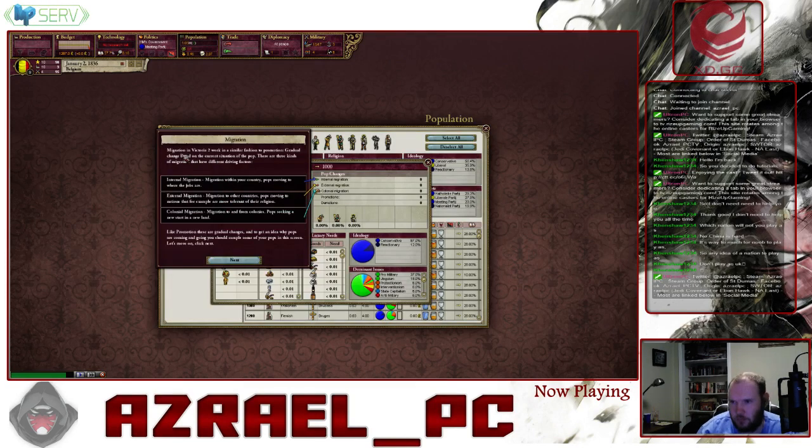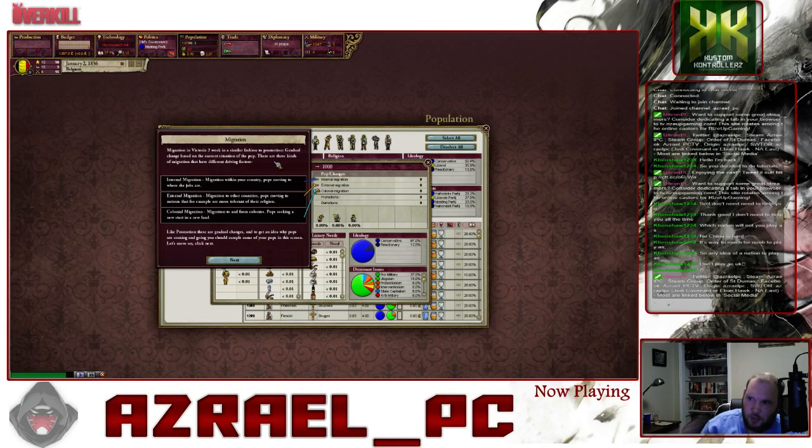Migration. Migration in Victoria 2 works in a similar fashion to promotion, a gradual change based on the current situation of the POP. There are three kinds of migration that have different driving factors. Internal migration, migration within your country, POPs moving to where the jobs are. External migration, migration to other countries, POPs moving to nations that, for example, are more tolerant of their religion. Colonial migration, migration to and from colonies, POPs seeking a new start in a new land.